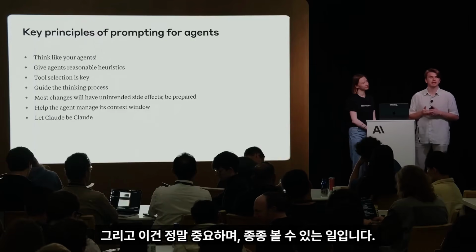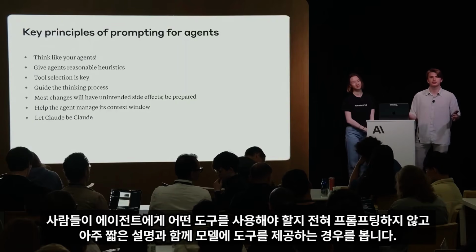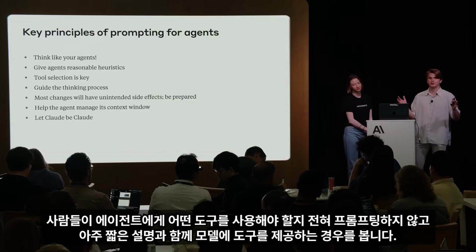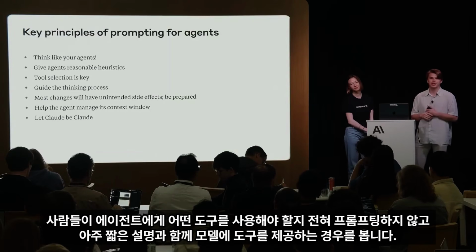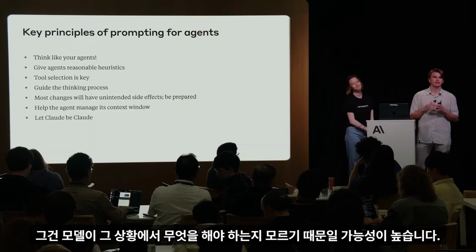And this is really important, and it's often something I see where people don't prompt the agent at all about which tool to use, and they just give the model some tools with some very short descriptions. And then they wonder, like, why isn't the model using the right tool? Well, it's likely because the model doesn't know what it should be doing in that context.